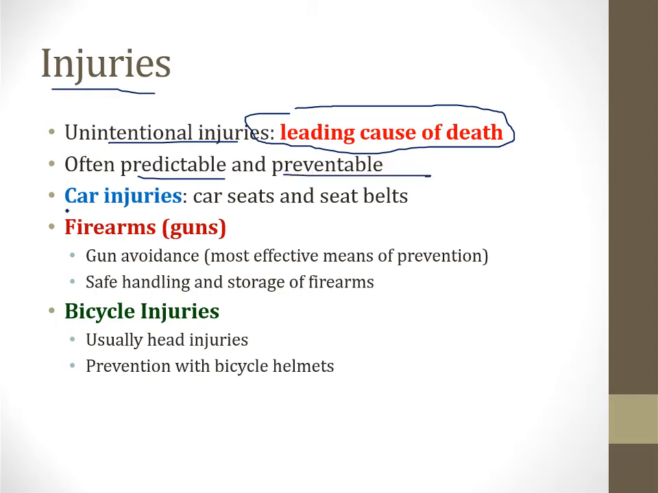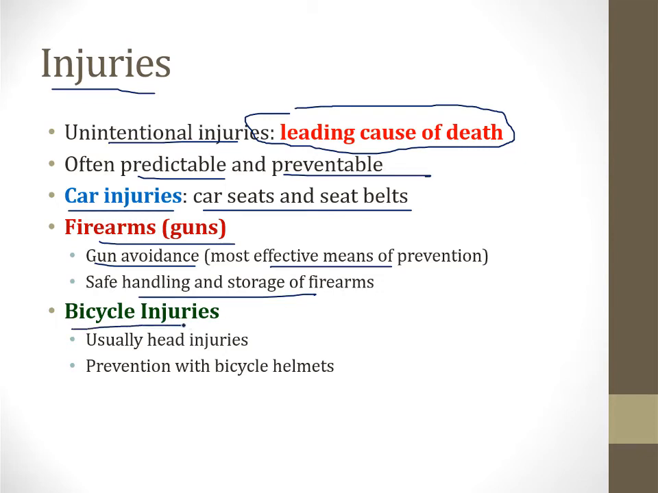So we've already talked about car injuries. Pediatricians recommend car seats and seat belts. Firearms, meaning guns, are also a source of injuries. The best way to avoid these is gun avoidance, meaning no guns in the house. This is the most effective means of prevention. For parents that do want to have guns in the house, pediatricians will recommend safe handling and storage.